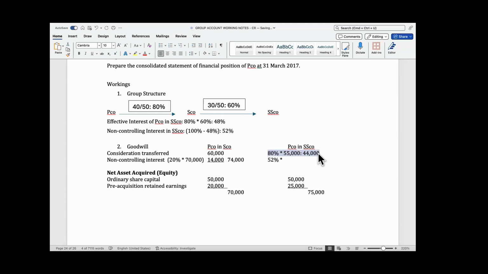How much we paid to get 48% in SSCO. This is NCI value. We want to get the value of NCI here. So 52% of this net assets, which is 75,000. So how much does that give us? 39,000.